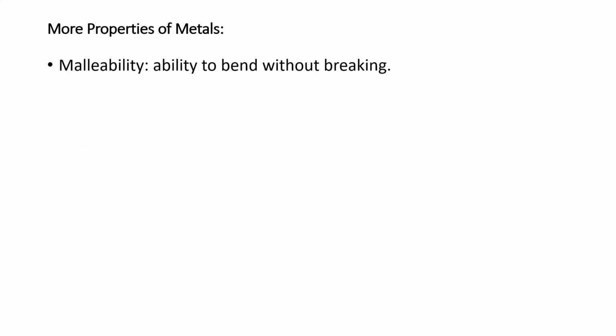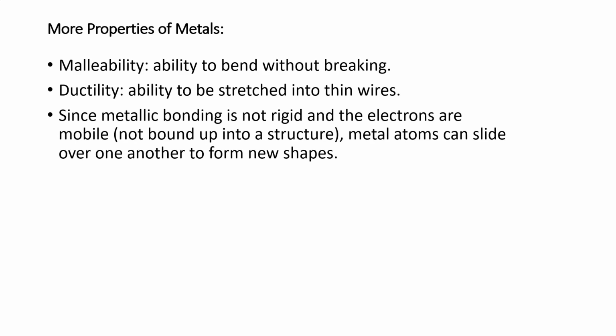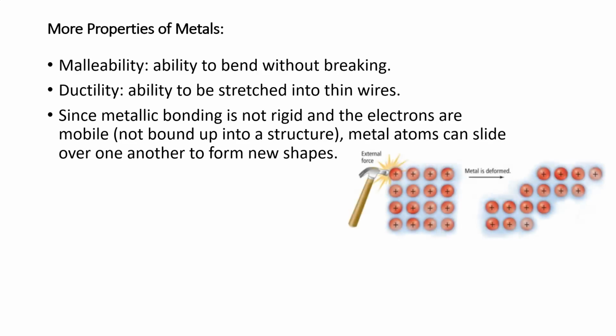Here are some more properties of metals. Malleability. That's the ability to bend without breaking. Ductility. That's the ability to be stretched into thin wires. Since metallic bonding is not rigid like ionic bonds, and the electrons are mobile, they're not bound into a structure as they are in an ionic bond, metal atoms can slide over one another to form new shapes, and they can bend and move past each other much more easily than in, say, an ionic bond.